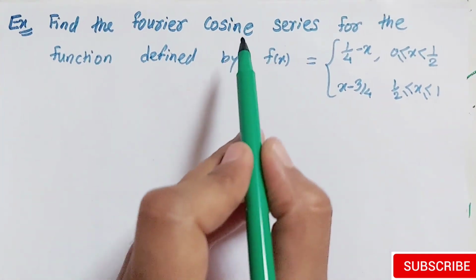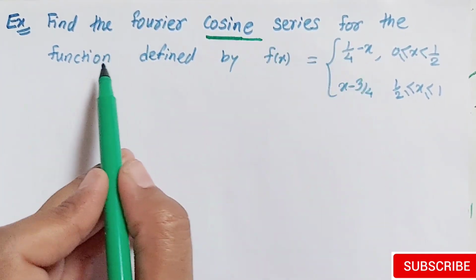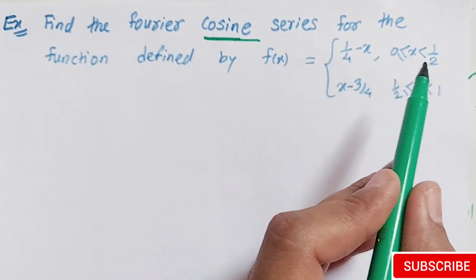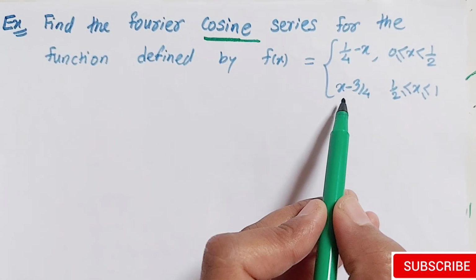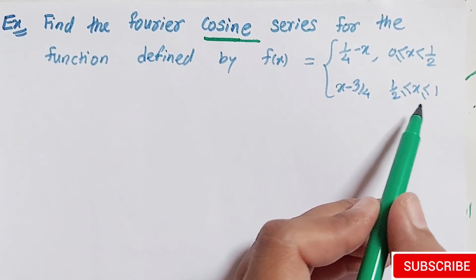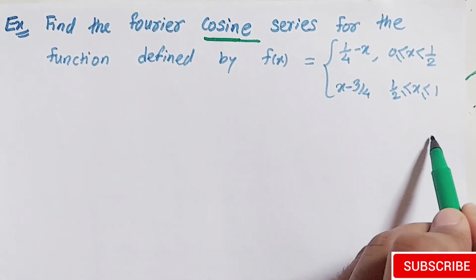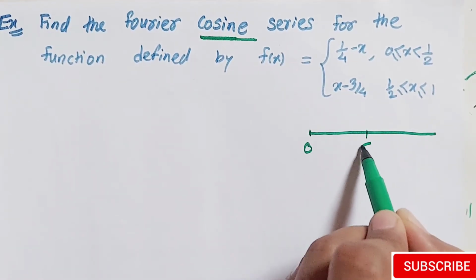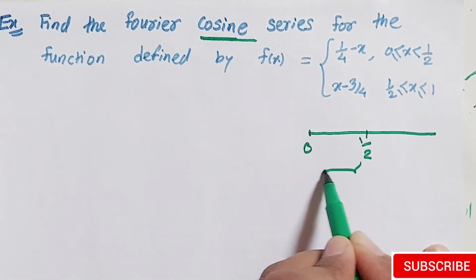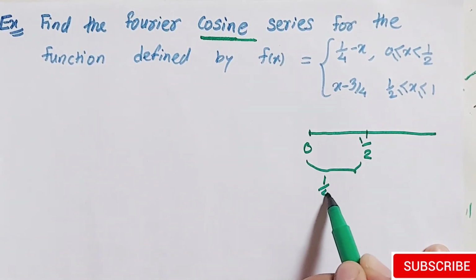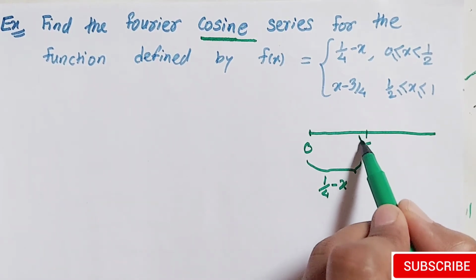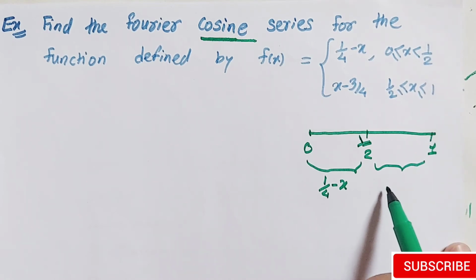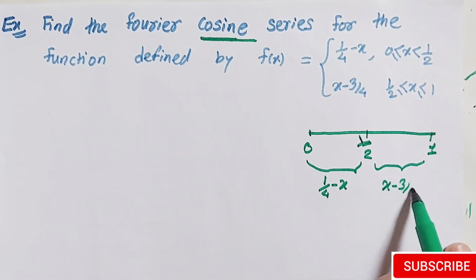Here we have to find the Fourier cosine series for the function defined by f(x) = 1/4 − x in the interval 0 to 1/2, and x − 3/4 in the interval 1/2 to 1. That means here our function is divided into two parts. First from 0 to 1/2, in this interval it is 1/4 − x, and next from 1/2 to 1, in this interval the value of the function is x − 3/4.